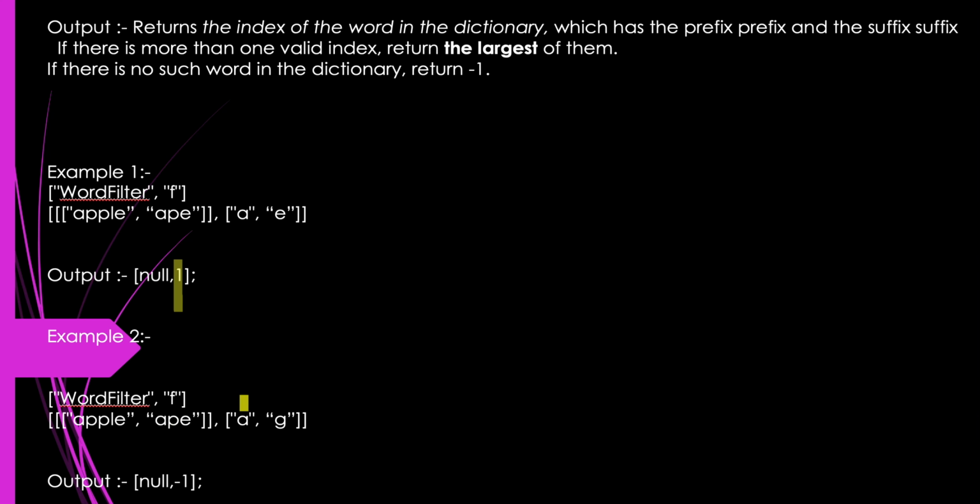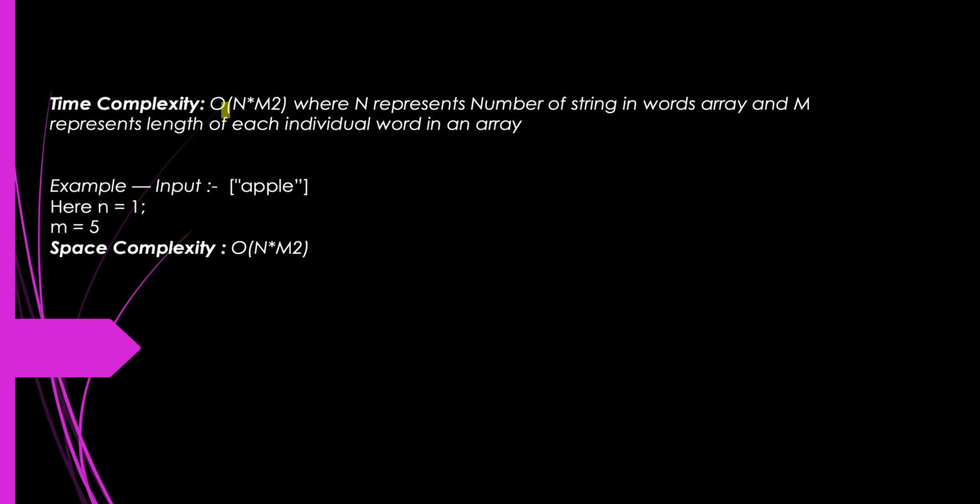The solution which we are implementing here has time complexity of O(n m squared), where n represents length of words array and m represents the length of each individual word in an array. So here this is an input. Value of n will be 1 and value of m means the length of word apple, which is equals to 5, and that would be the value of m. Space complexity here will also be O(n m squared). Let's move to the solution part.